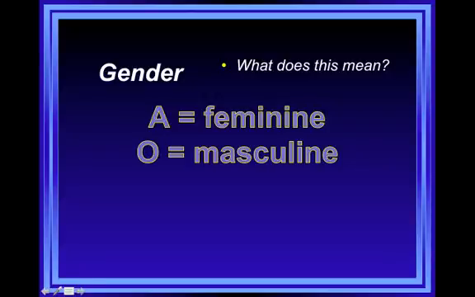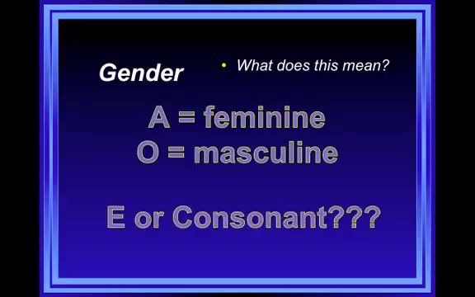When we talk about articles and nouns working together, we have to remember that they have to match each other. So the article that goes with a feminine word has to also be feminine, and I'll explain more what that means as we go on. But what if we have a noun that ends in an E or a consonant, which is a letter that's not a vowel? Well, in that case, we just have to memorize which ones are masculine and which ones are feminine, since there isn't an A or an O to give us a clue.